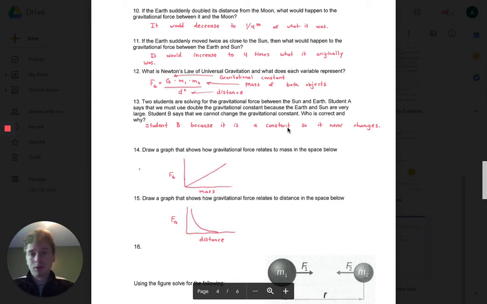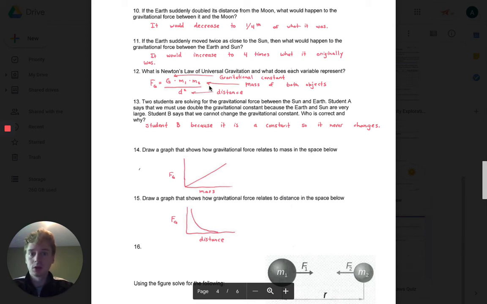So number 11, if the Earth suddenly moved twice as close to the sun, so in this case we're bringing it way closer, then what would happen to the gravitational force between the Earth and the sun? It would increase to 4 times what it originally was. So if it was, let's say 40, because it's between the Earth and the sun, then it would go up to 160. It wouldn't double, it would go up to 4 times as much.